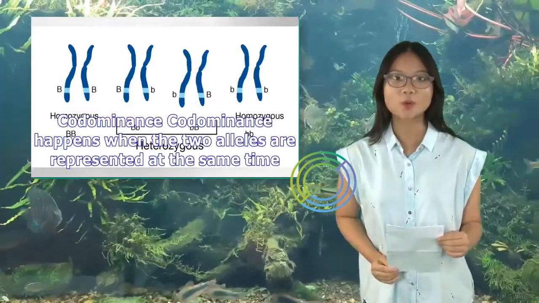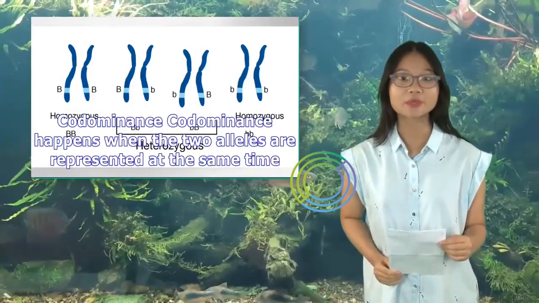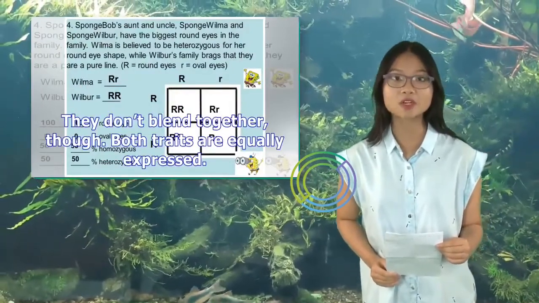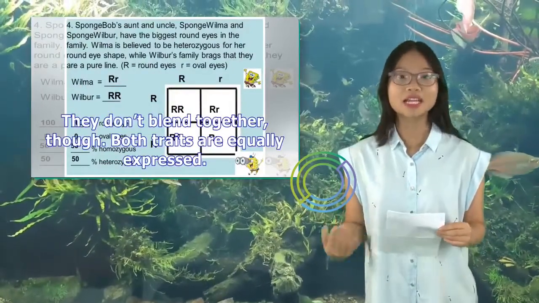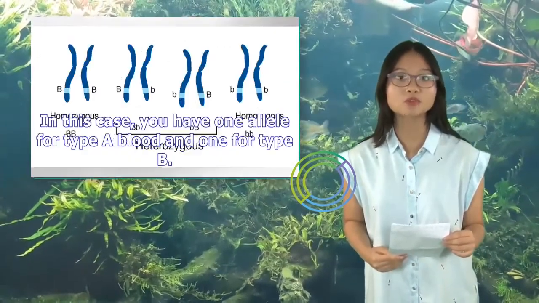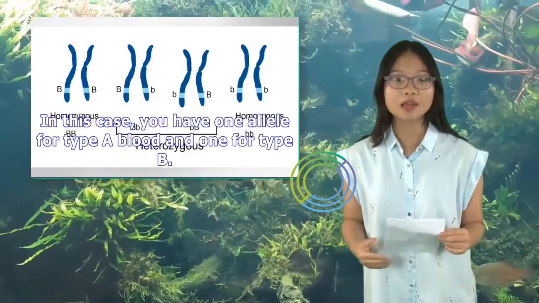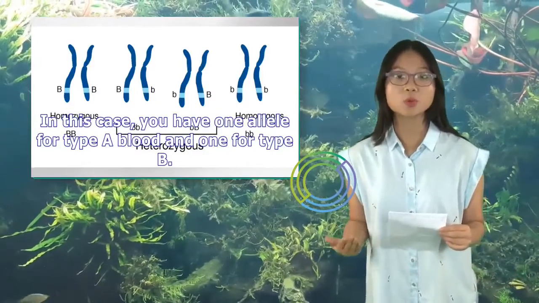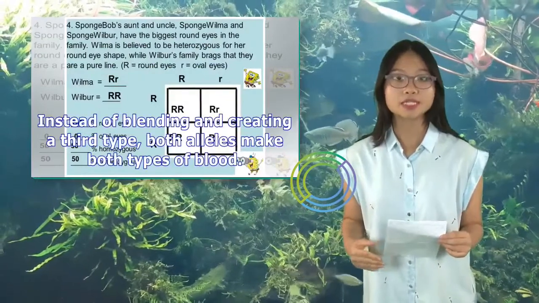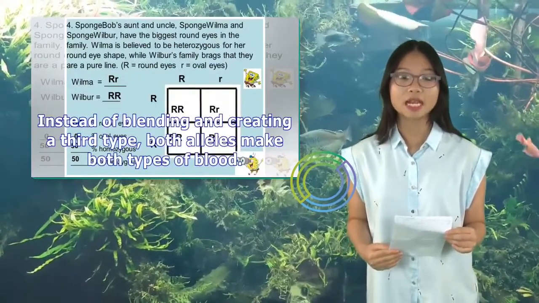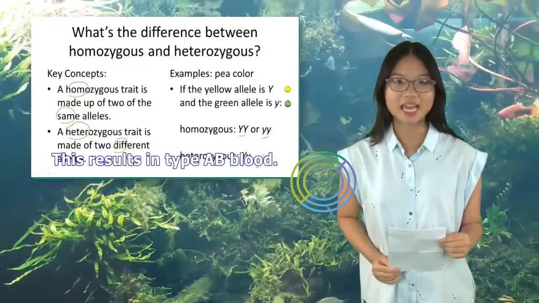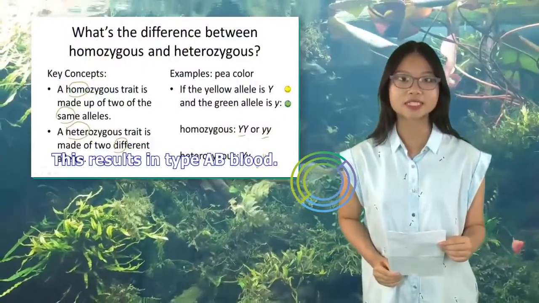Codominance. Codominance happens when the two alleles are represented at the same time. They don't blend together, though. Both traits are equally expressed. An example of codominance is the AB blood type. In this case, you have one allele for type A blood and one for type B. Instead of blending and creating a third type, both alleles make both types of blood. This results in type AB blood.